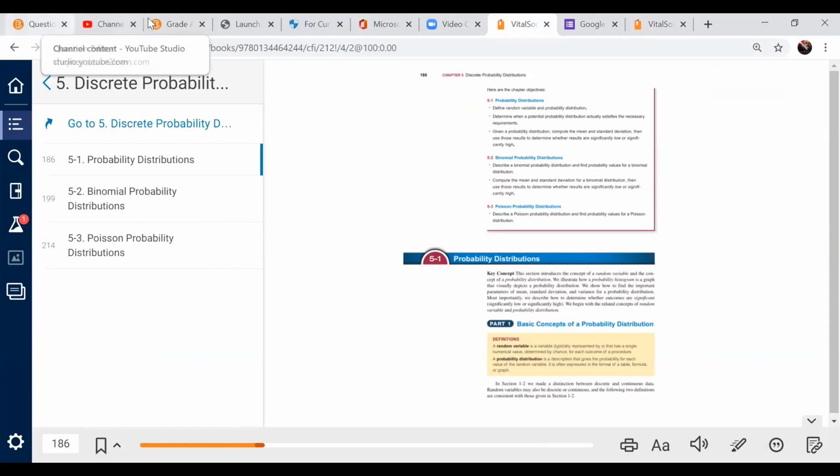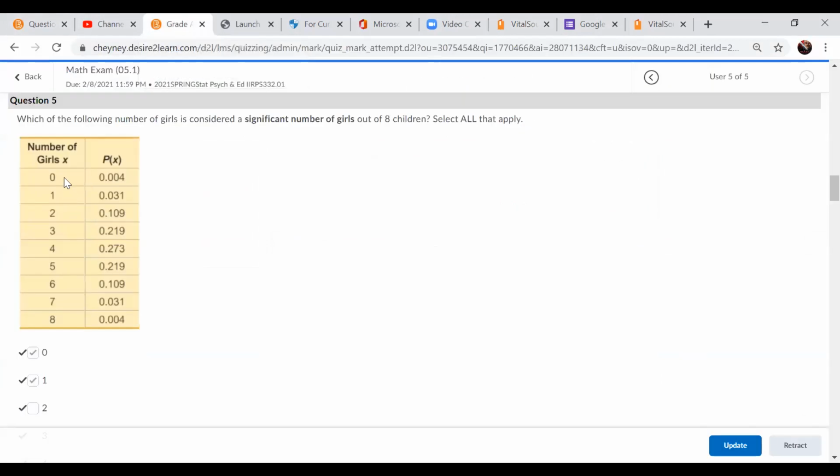Oh, it's a quiz, I'm sorry. Great attempt. Probability of having girls out of 8 children. Now, this doesn't tell you what the probability is, but I want you to remember the first digits of 0.004, 0.031. I'm going to do this as well.